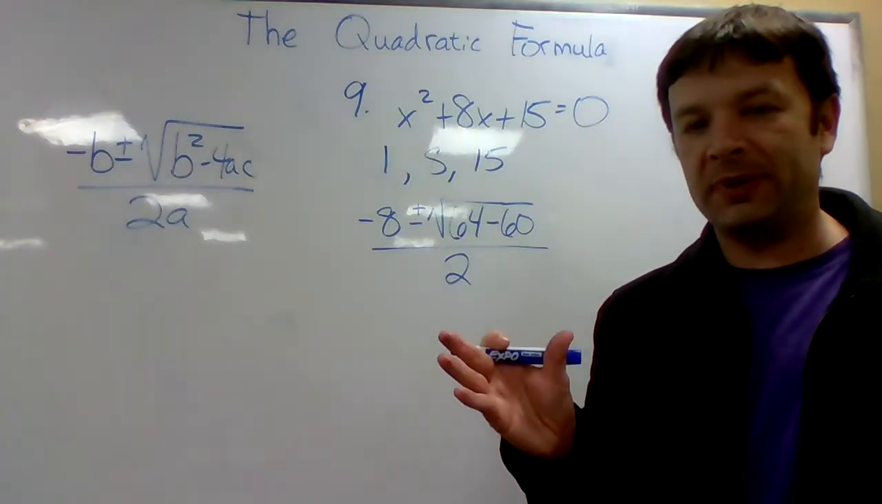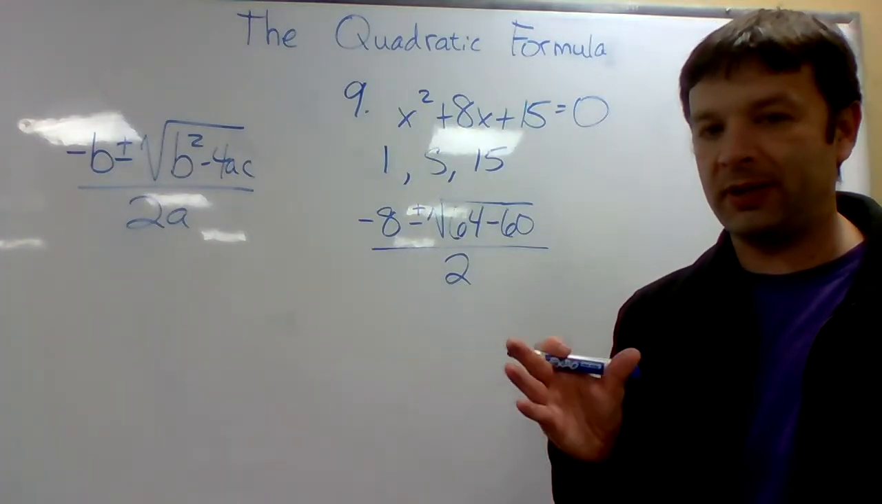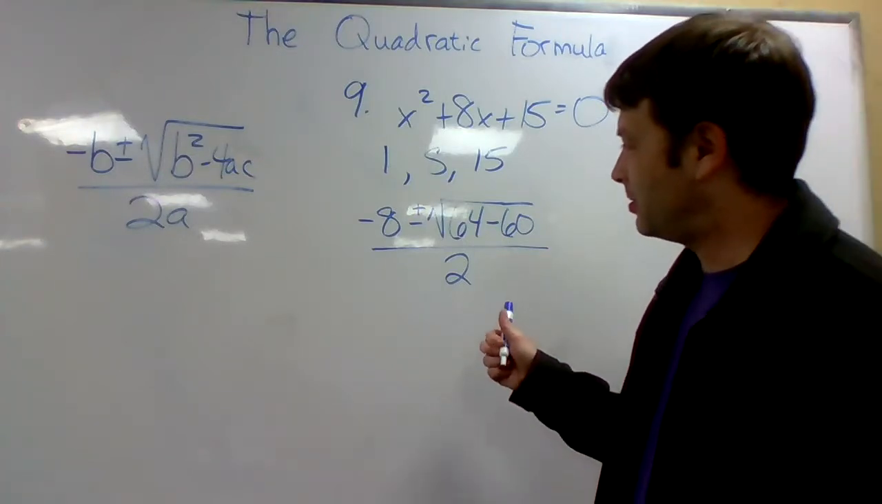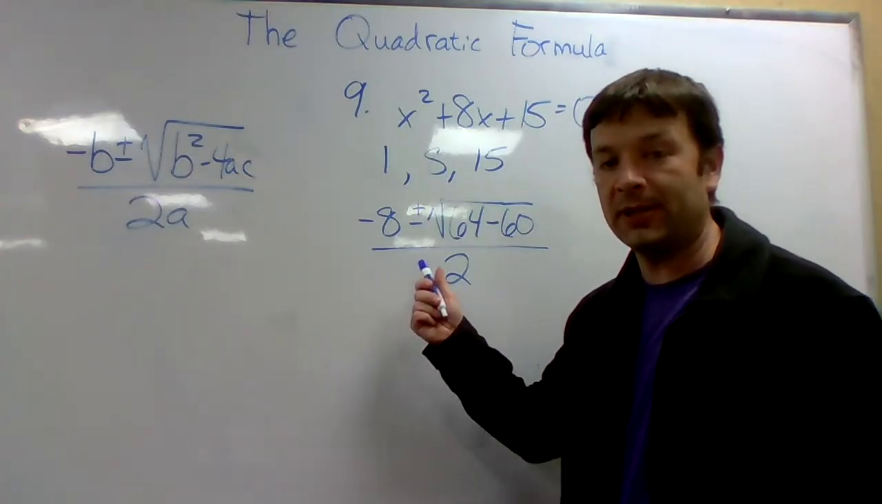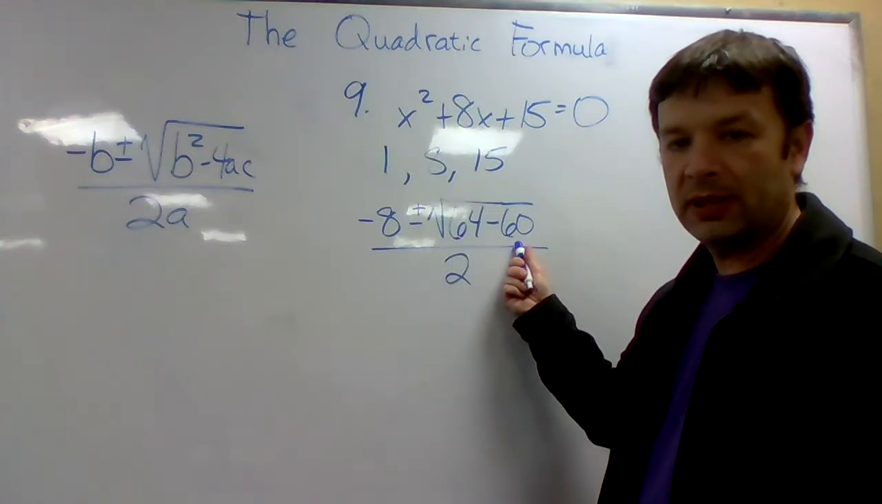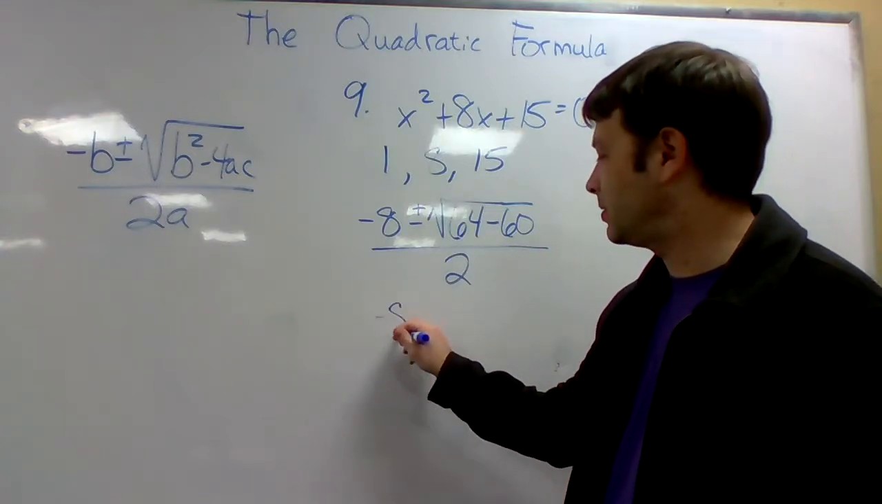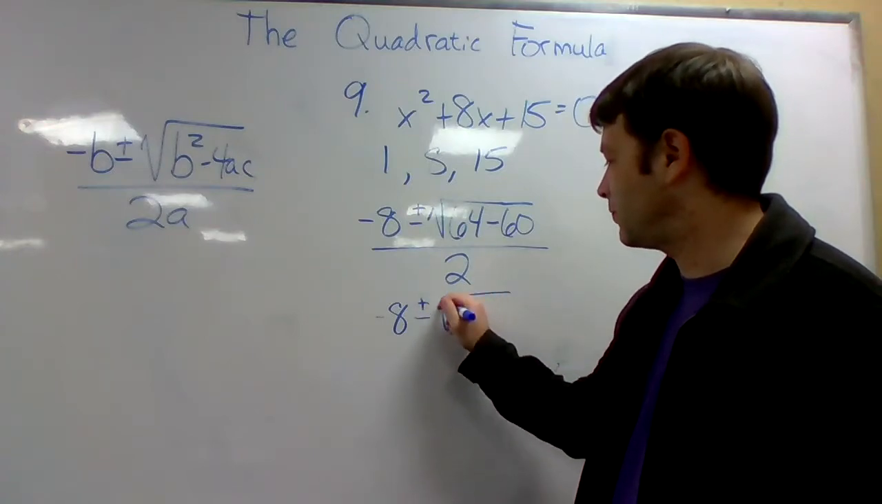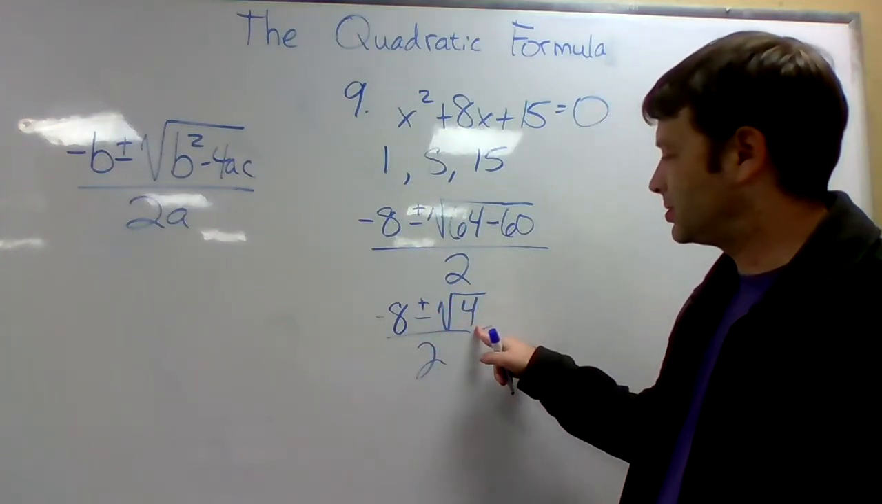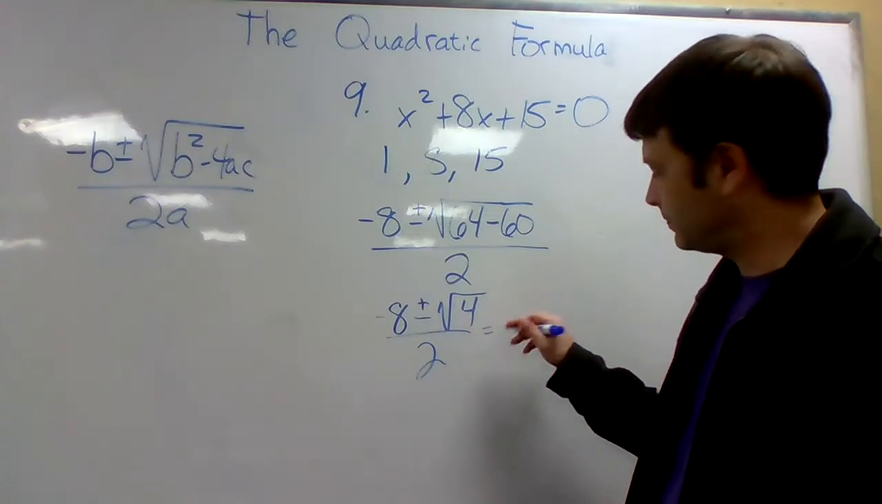If my explanation does confuse you, you might just skip the video back a little bit and see if you can figure out what you missed. Anyways, 64 minus 60, what would that be? That'd be 4, right? So I have negative 8 plus or minus the square root of 4, over 2. The square root of 4 is 2.